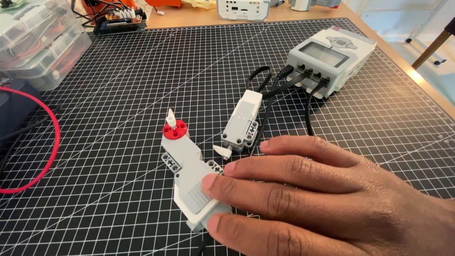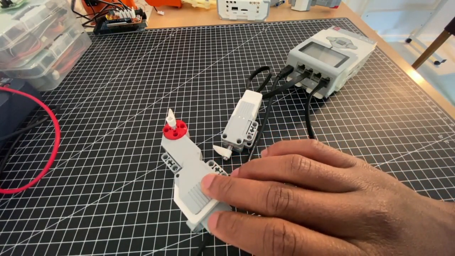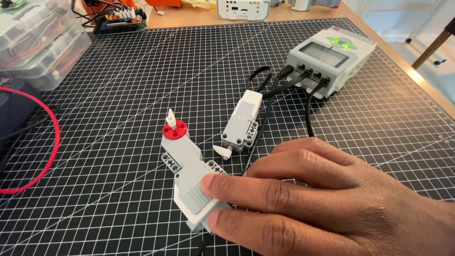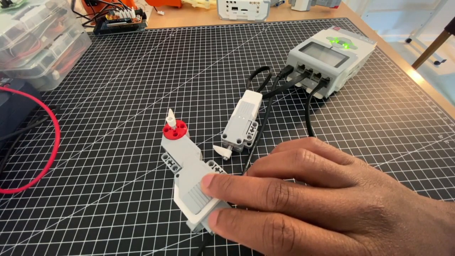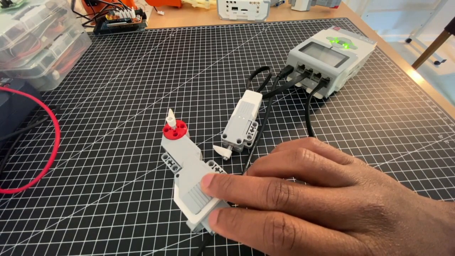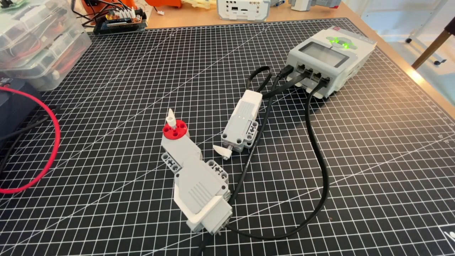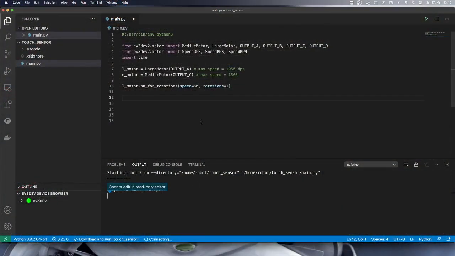So I expect it to make one rotation. So let's wait. And you can see that the motor makes exactly one rotation at the speed of 50% of its maximum rated speed. Let's come back to the code view and see the line of code that we used. So you specify the speed and the number of rotations.